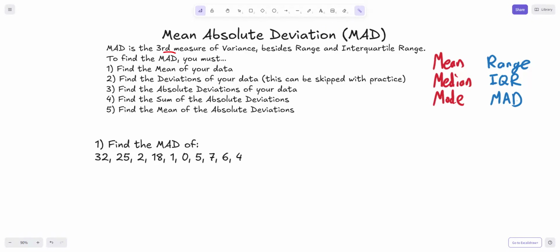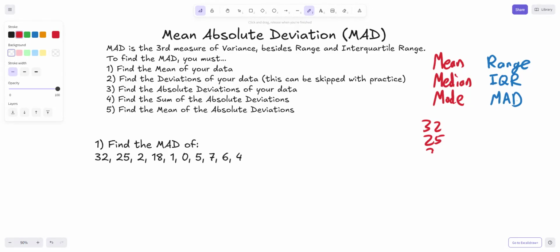Okay, to find the mean absolute deviation, you must first find the mean of your data. Just like how IQR is related to median, right? To find IQR, you have to find the median. To find the mean absolute deviation, you have to find the mean of your data first. So what is the mean of this data? Let's look at number one. So the mean would be what?